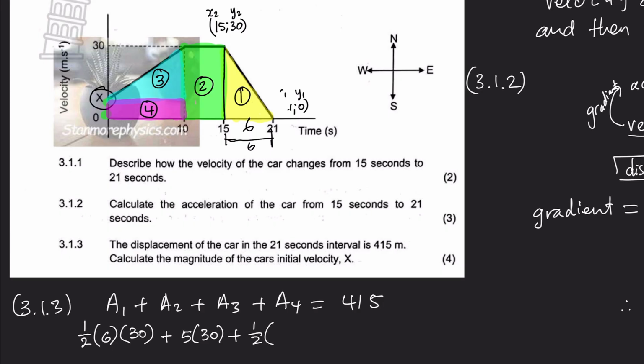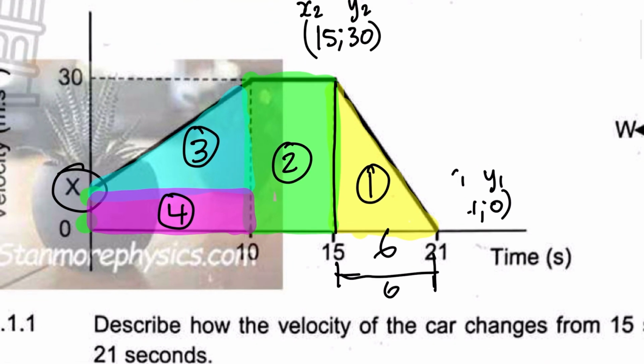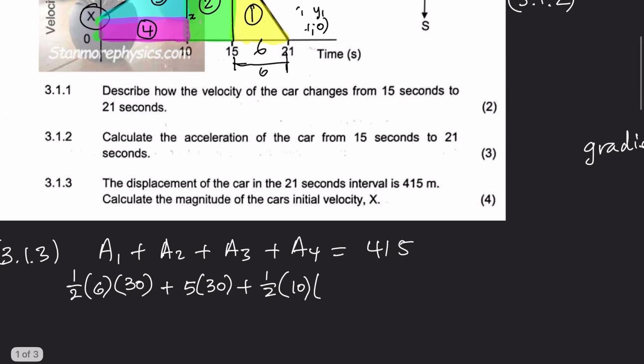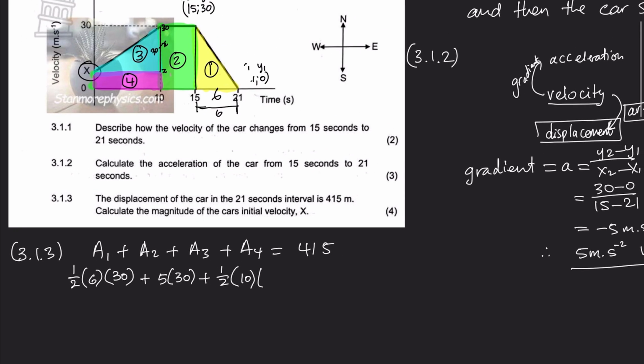So that's going to be half. The base is 10. Let's work out the height. The height is going to be this portion here. We know that that's 30 and that's x. So the height is going to be 30 minus x. Okay? So half base times height. The height is 30 minus x.